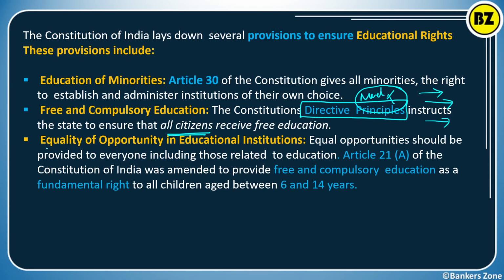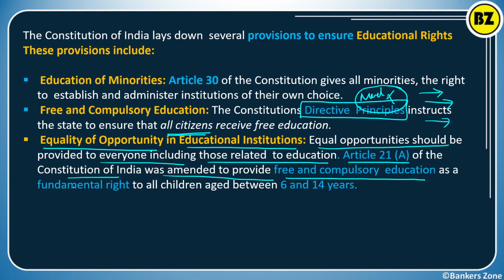Now, equality of opportunity in educational institutions means what? Equal opportunity should be provided to everyone, including those related to education. Article 21A of the Constitution was amended to provide free and compulsory education as a fundamental right in 2001, to all the children having age 6 to 14.